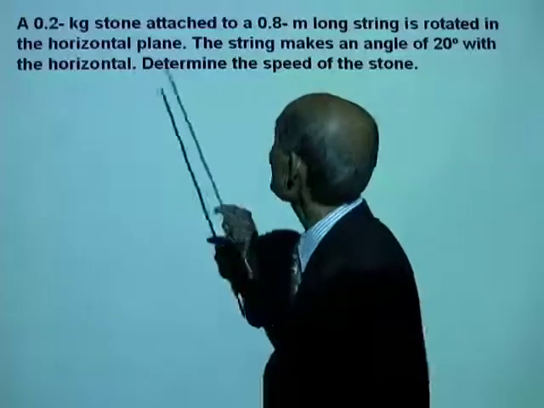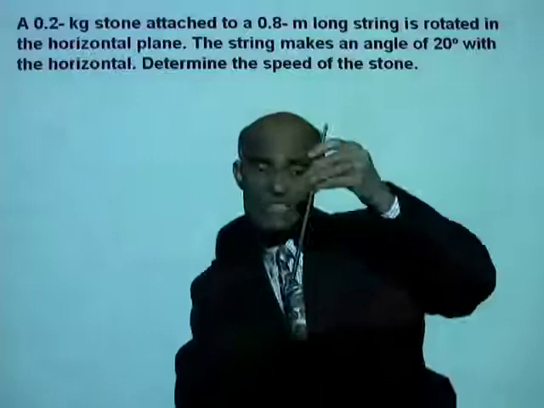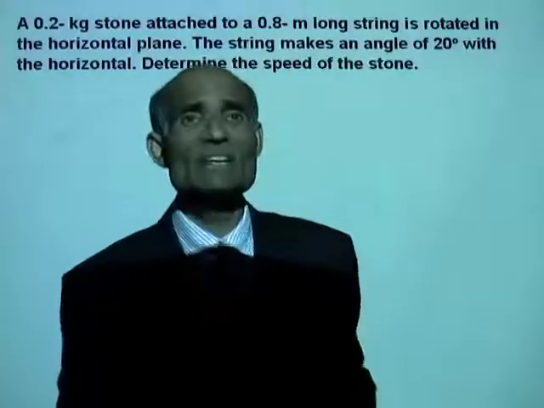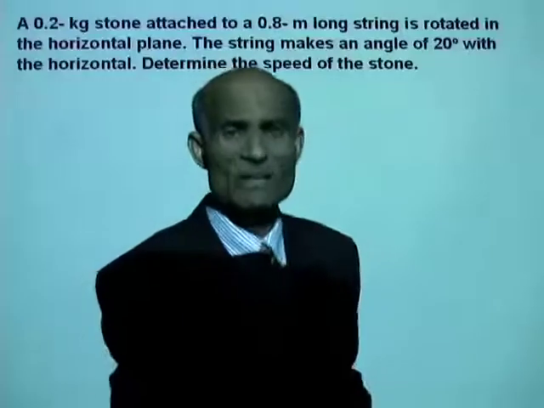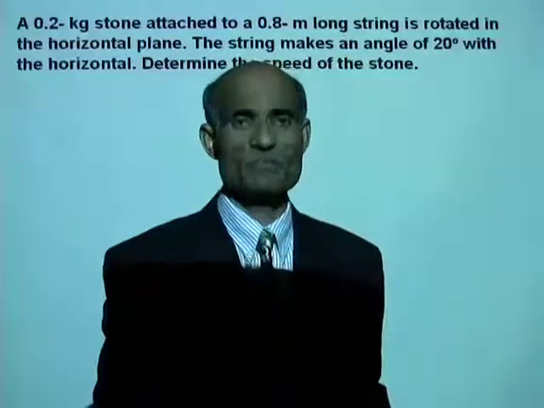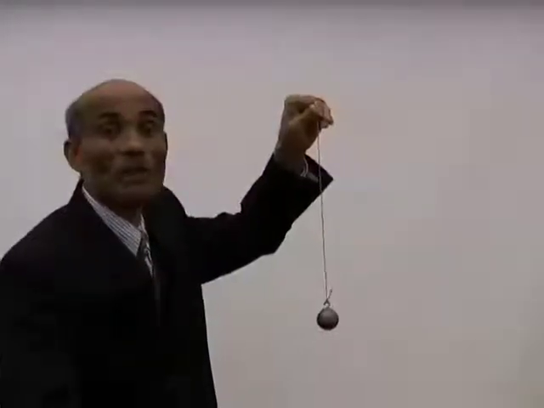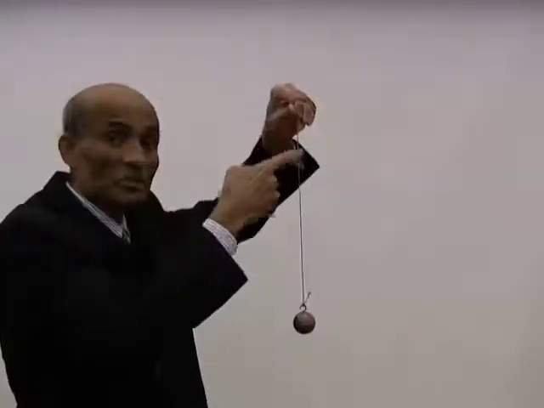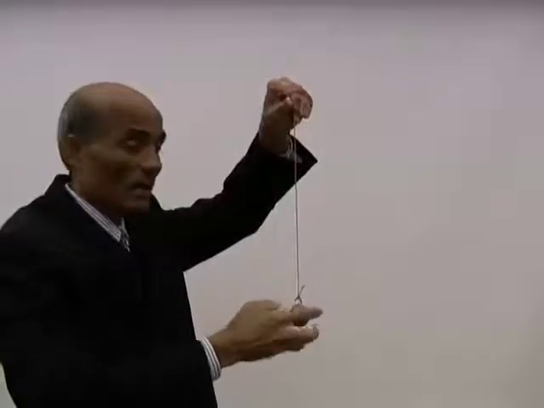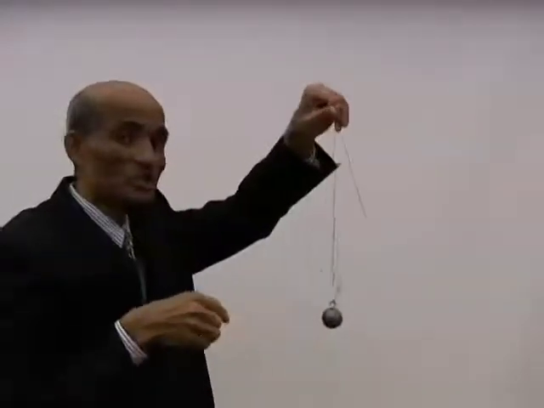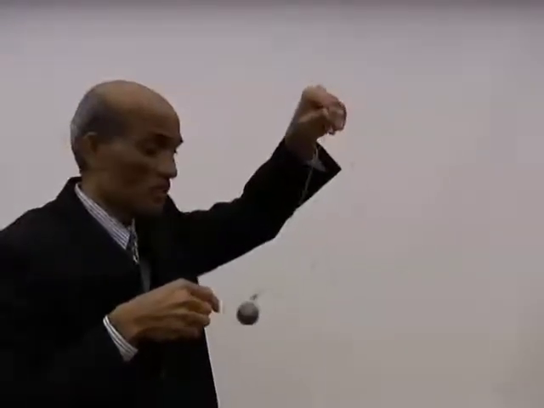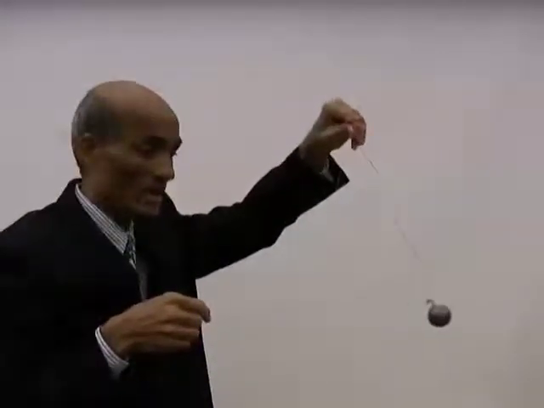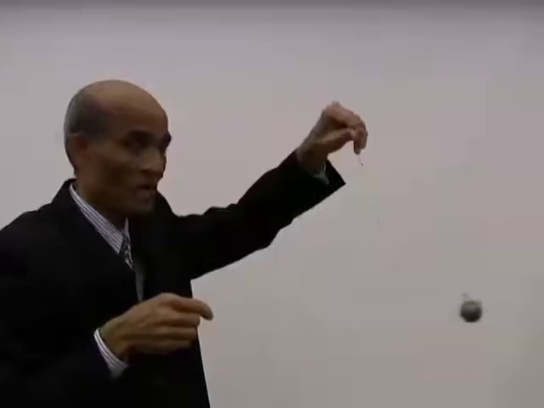Now, what is the meaning that a stone tied to a string is rotated in a horizontal plane? Let me see if I can show that to you. In place of the stone, I have the metal ball, and this is the length of that string. You can see it is made to go around a circle in a horizontal plane. This is what the problem says.